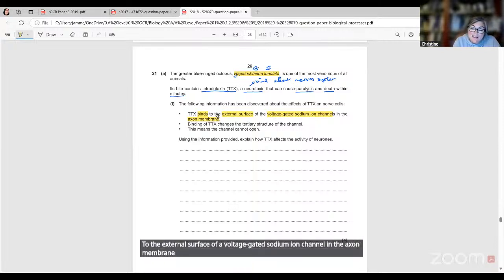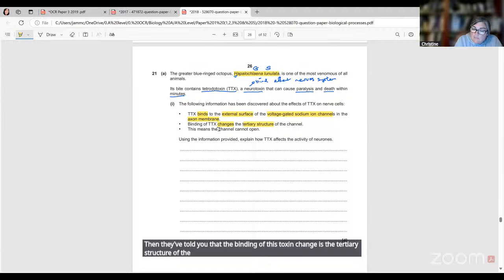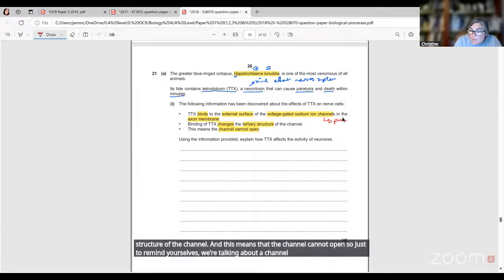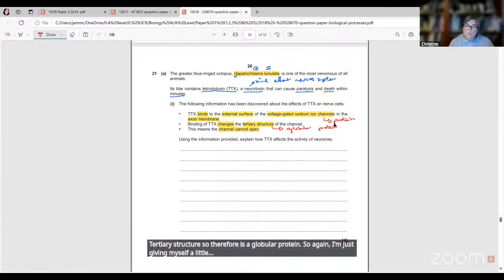So straight away, they're asking, do you know why a voltage-gated sodium ion channel is important? Then they've told you that the binding of this toxin changes the tertiary structure of the channel, and this means that the channel cannot open. So just to remind yourselves, we're talking about a channel which is a protein that has a tertiary structure, so therefore is a globular protein. So again, I'm just giving myself little hints to help me to understand what's happening. So the fact that it's binding means that it has to be complementary.